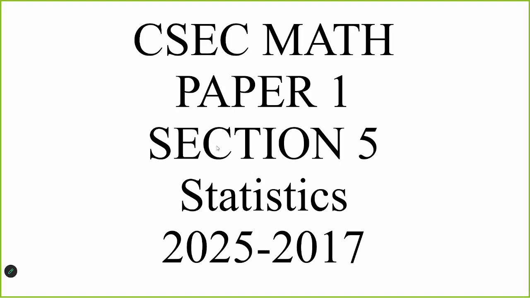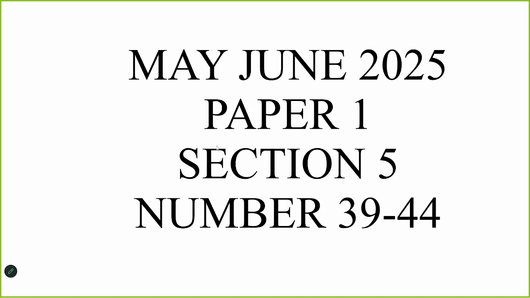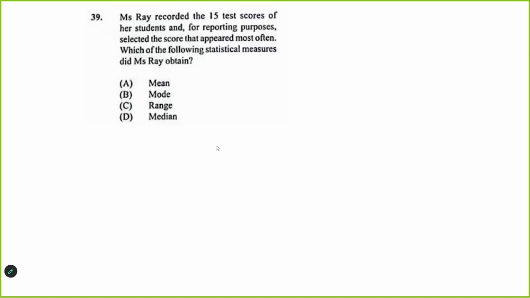So today we are going to do CSEC Math Section 5, which is statistics. We're going to do from 2025 to 2017. Let's start May-June 2025, Paper 1, Section 5, which is 39 to 44. Right?